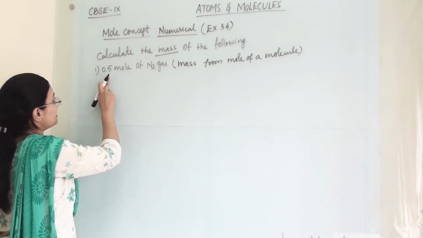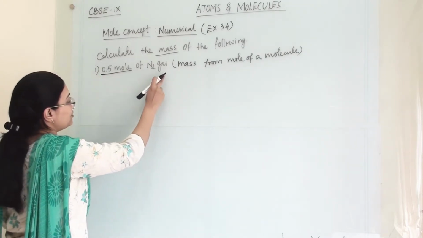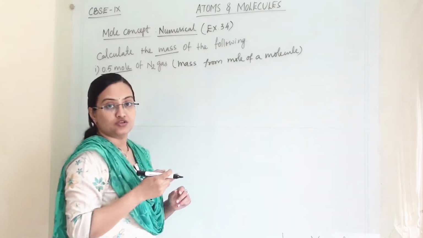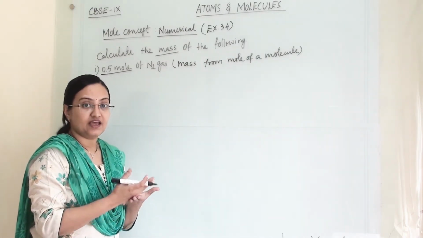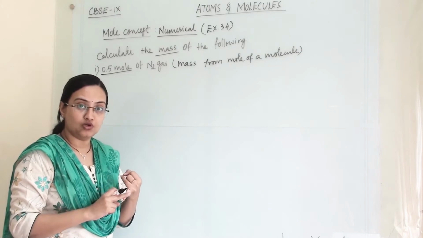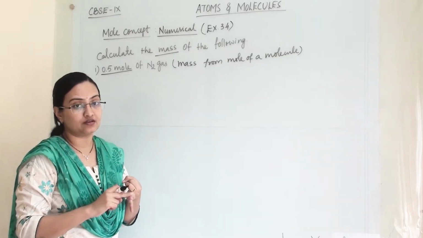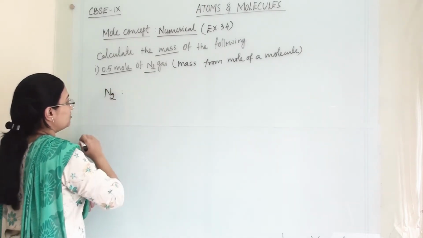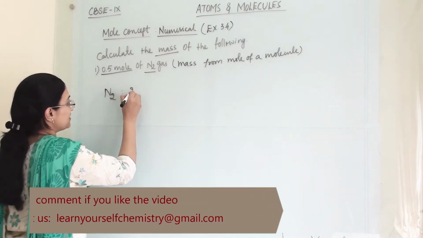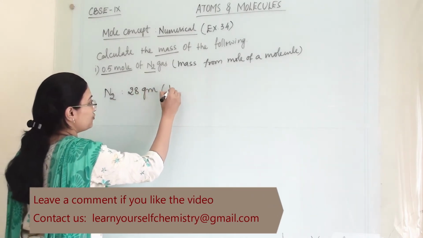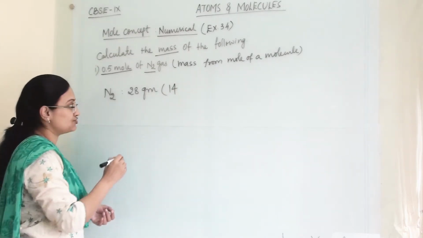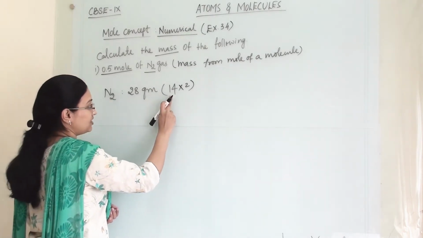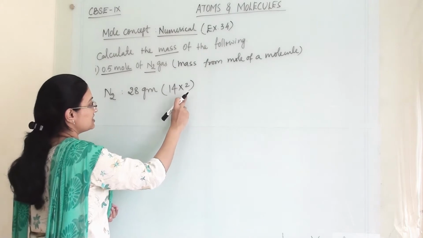Now they have given us 0.5 mole of N2 gas. Here we have to find out mass from mole of a molecule. So we have to find out the mass, and we have the details of mole, and we can find out the atomic weight or molecular weight. Here molecule has been given to us. So N2, the molecular weight of N2 is 28 gram. How? Because 14 is atomic weight of nitrogen, 14 into 2, because in this molecule there are two atoms of nitrogen. One atomic weight into 2, so it is equal to 28 gram.